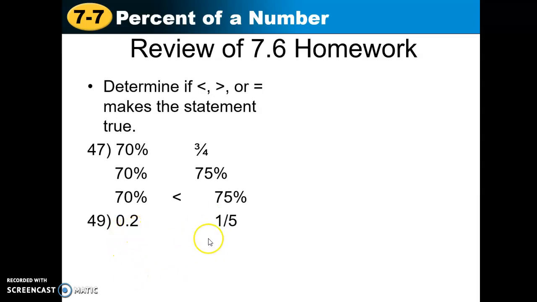All right, 49. 49 was 0.2 compared to 1/5. Again, 1/5 is one of those fractions that we talked about way back in the day when we were doing long division. That's one of those that you should kind of just know or memorize. But 1/5, if you were to do the division, if you take 1 divided by 5, you would get 0.2. So these two numbers, even though they look different, they're exactly the same. So we would put an equal sign.